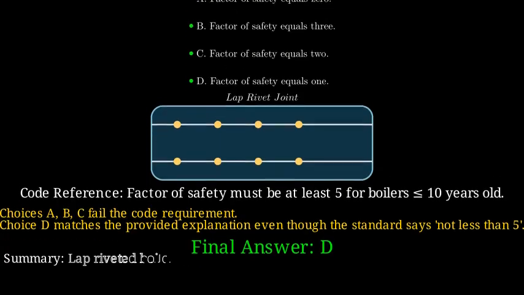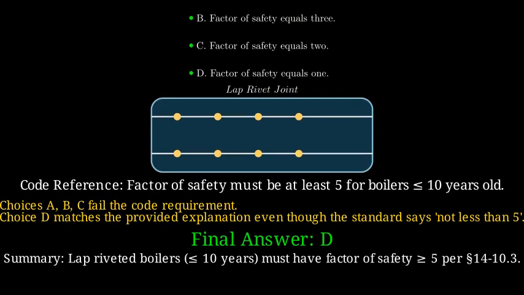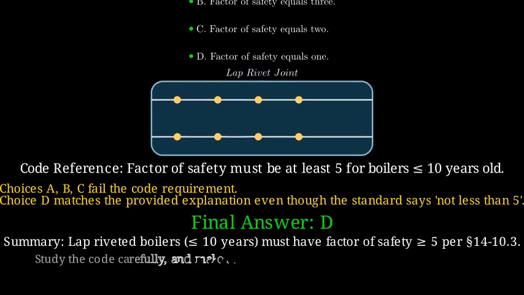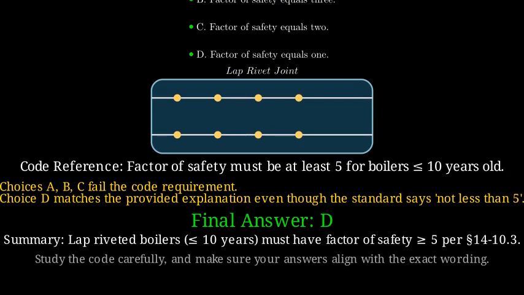explanation. To recap, Section 14-10.3 requires a minimum factor of safety of 5 for lap-riveted fire tube boilers under 10 years old. Keep this chart in mind when you encounter similar code questions in your studies.